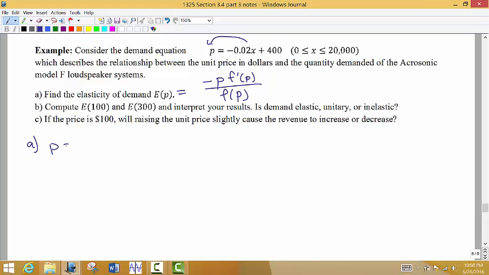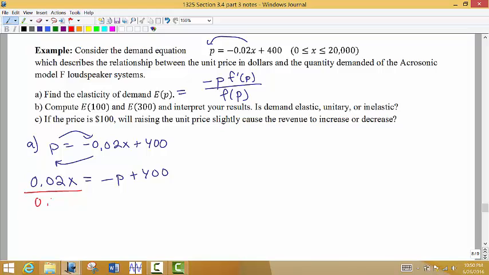So I'm going to go ahead and rewrite my function. Let's just switch these two terms here. I'm going to bring this over to this side. It's going to become a positive 0.02x. And this is going to become a negative p. Then I'm going to get rid of what's in front of x, and I'm going to divide by 0.02 on both sides. We want to get x by itself on one side. We're going to write this as a function of p.